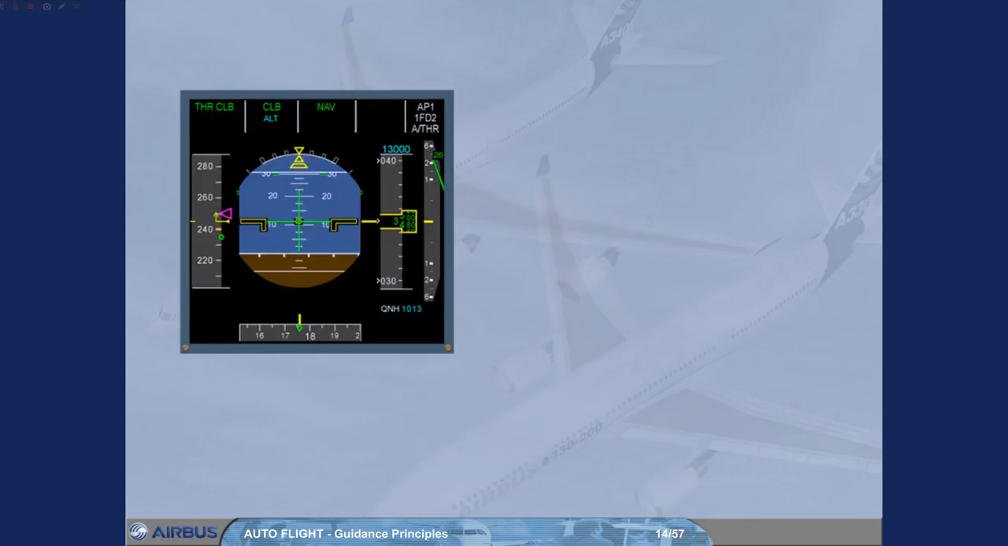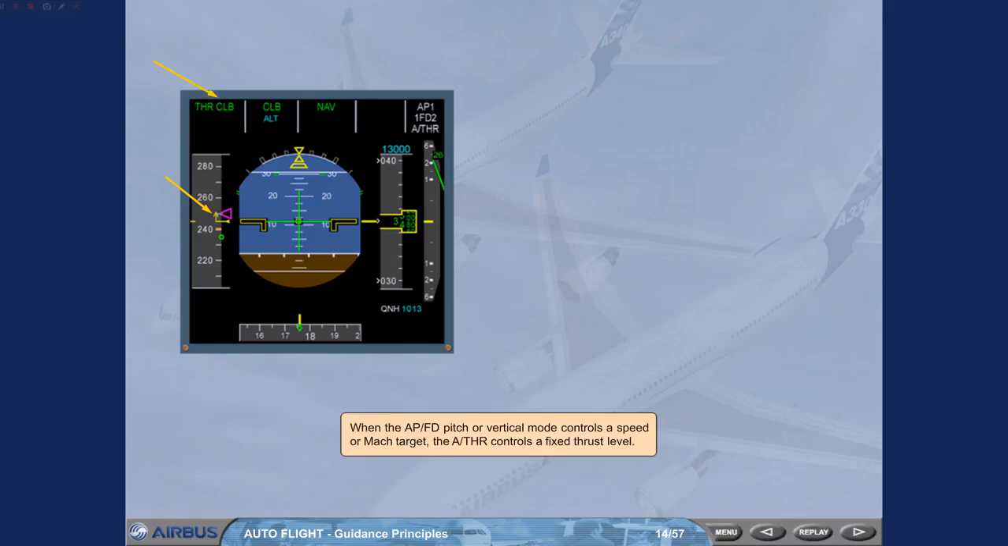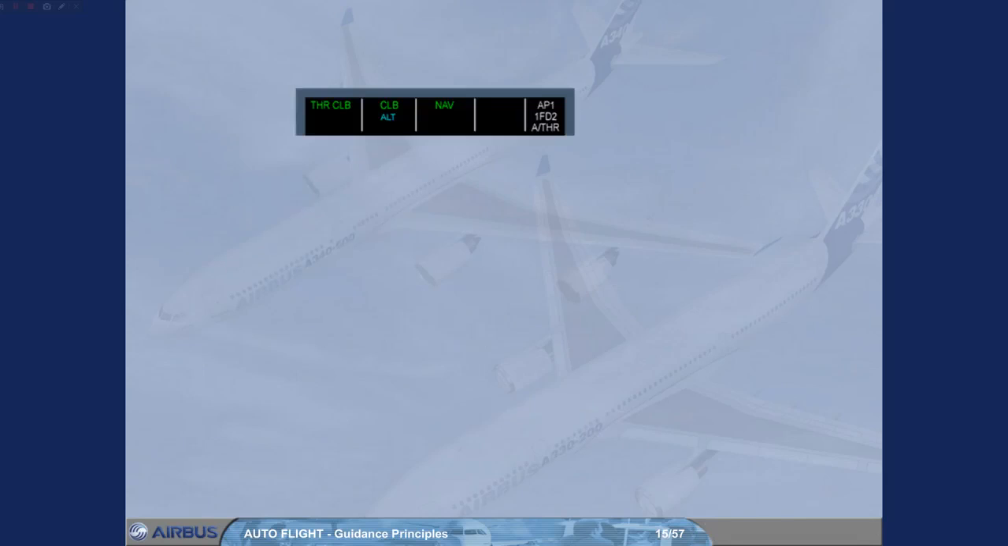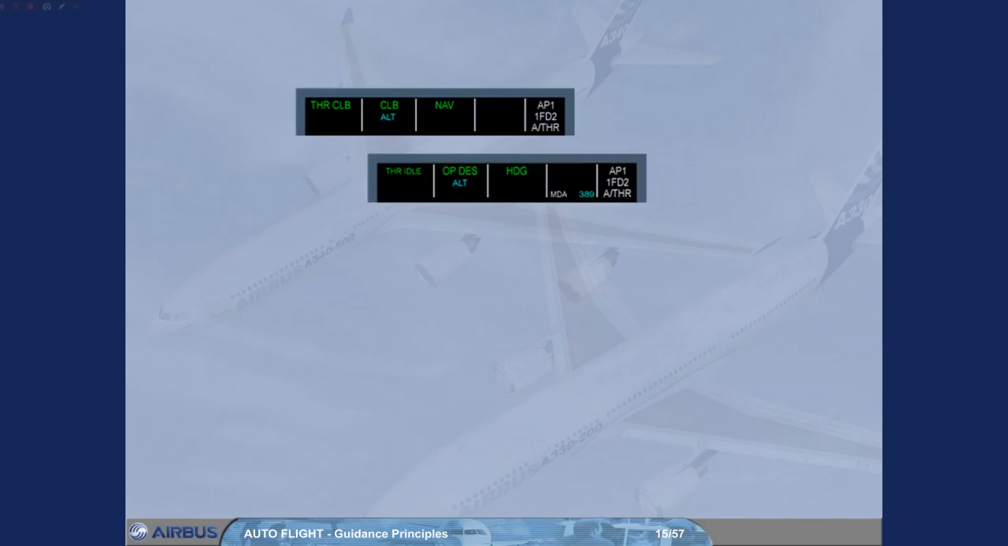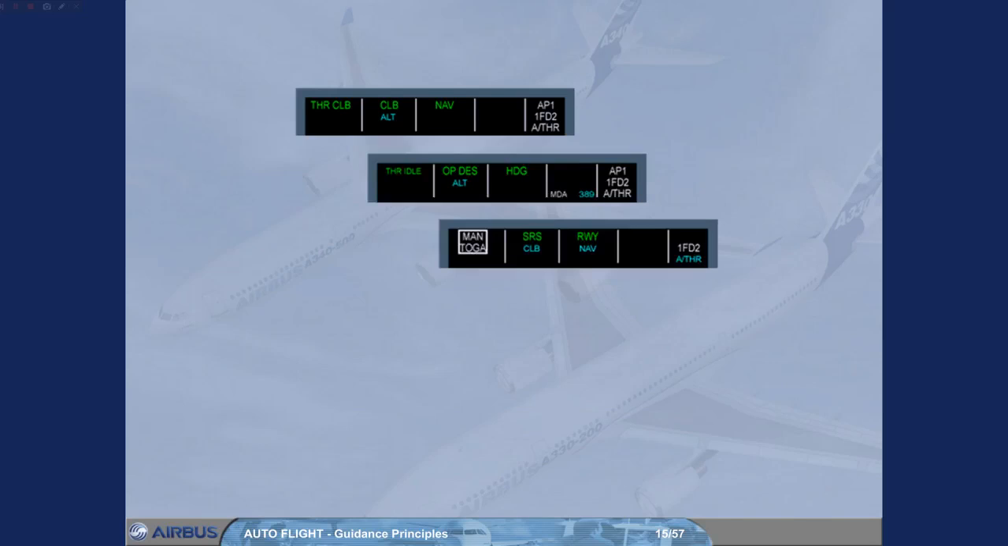When the autopilot flight director pitch or vertical mode controls a speed or Mach target, the autothrust controls a fixed thrust level. Autopilot flight director controls the speed target by adjusting the aircraft pitch in open climb and climb, open descent, and takeoff and go around in SRS, speed reference system. Autothrust is in thrust mode.